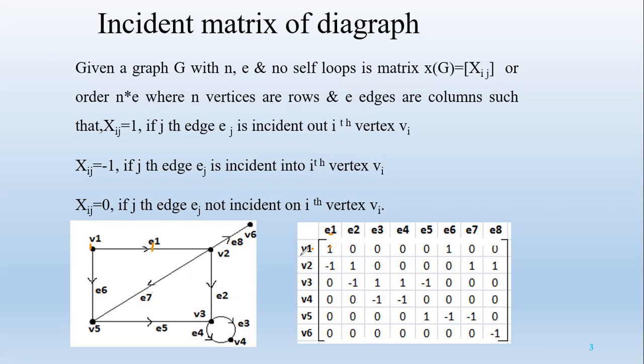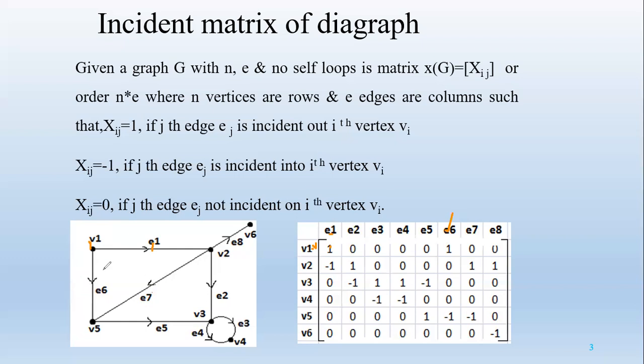Next, second one, V1 to E2. Here V1 is there, E2. This is simple. V1 and E2 are not incident. Therefore, we can write 0. Similarly, we can notice V1 to E6. See, V1 to E6. V1 and E6 are incident with the outside direction. Therefore, we can write 1.